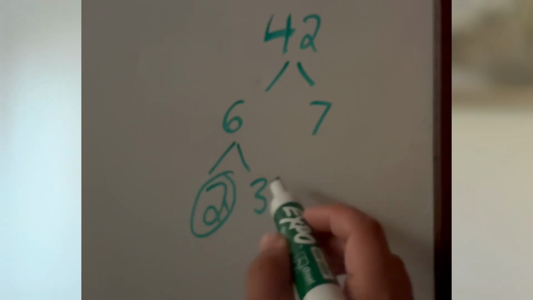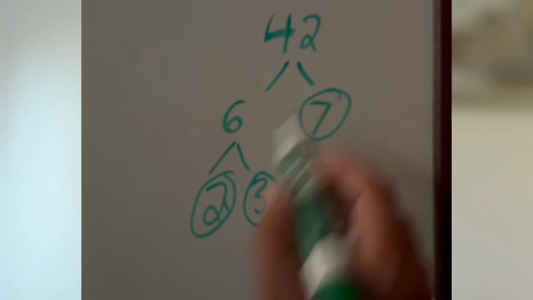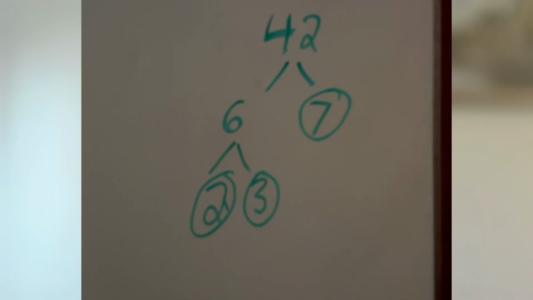And the way I can check that I'm completely done as well and that I've done it correctly is 2 times 3 times 7 gives me 42. I got my original composite number back using the prime numbers that I have here in my tree.